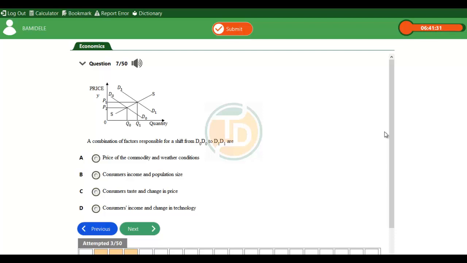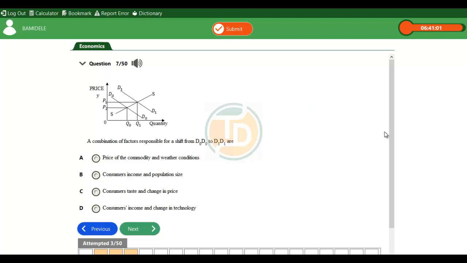And this question we have before us is talking about a shift in demand from D0 to D1, which means it's referring to a change in demand. And the kind of change is called an increase in demand. Therefore, let's pick two options that are not correct. The two options that are not correct here are option A and option C. Option A and option C are totally wrong.